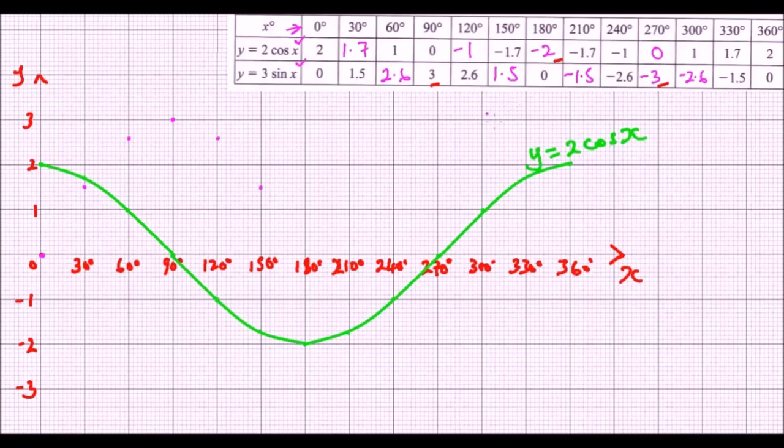So that's our point. When it is 210, y is minus 1.5. So minus 1.5 there. At 240, it is minus 2.6, so minus 2.6 should be there. When x is 270, it is minus 3. So we have a point there. At 300, it is minus 2.6. We have 330, it's minus 1.5.